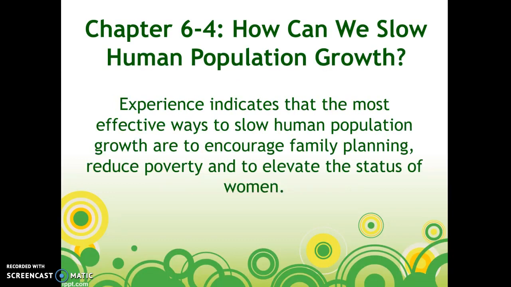So Chapter 6.4 looks at how we can slow human population growth. Experience indicates that the most effective ways to slow human population growth are to encourage family planning, reduce poverty, and to elevate the status of women.